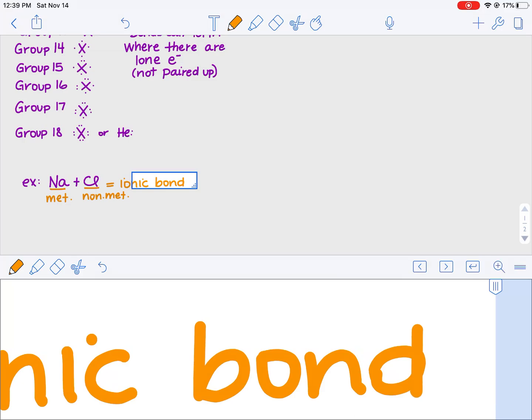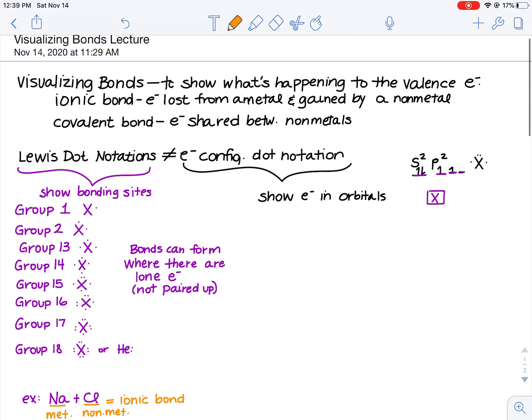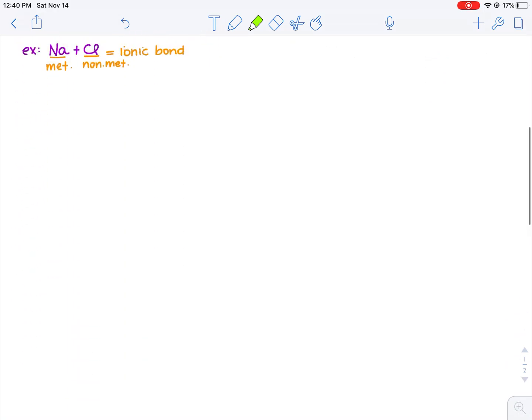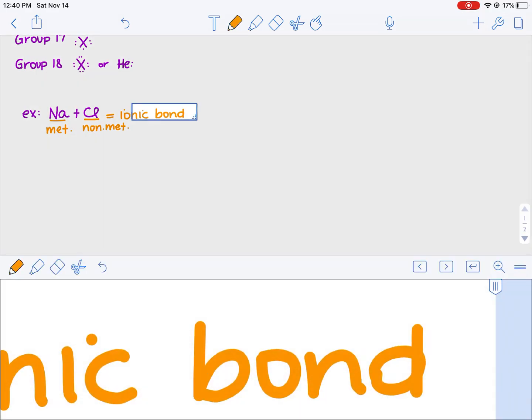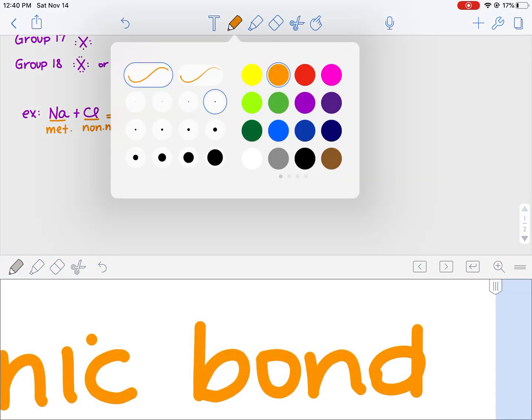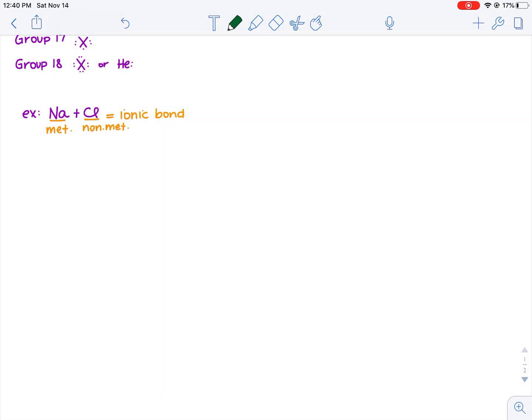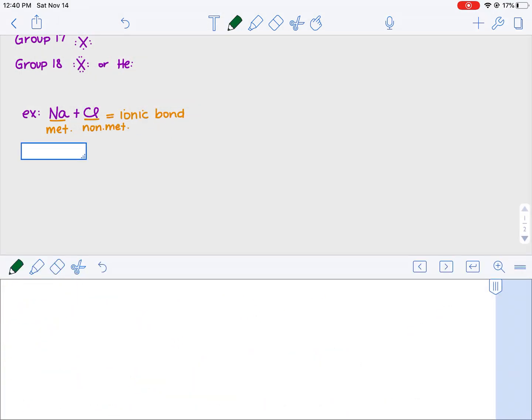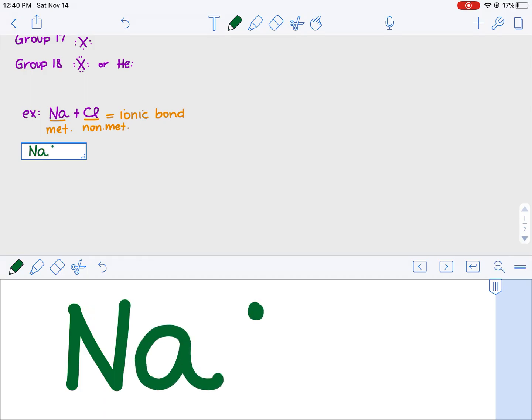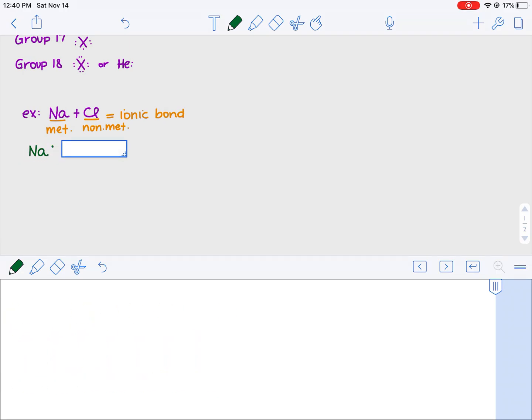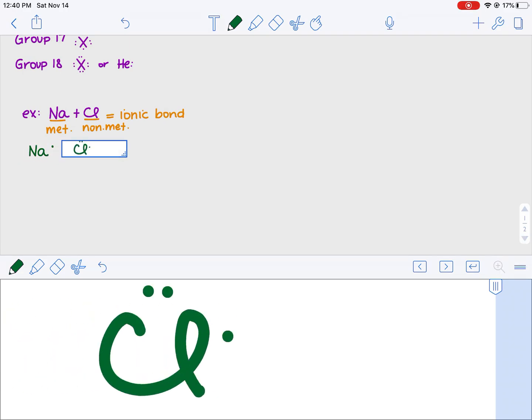So I now need to start to show this transfer of electrons, right? We said here an ionic bond is that electrons are lost from a metal and they're gained by a nonmetal. I need to start to show that. How do I start? Well, I'm going to go with those original puzzle pieces. Sodium is a group 1 element. It is going to have 1 dot in its Lewis dot structure. Chlorine is a halogen in group 17. It is going to have 7 dots in its Lewis dot structure.